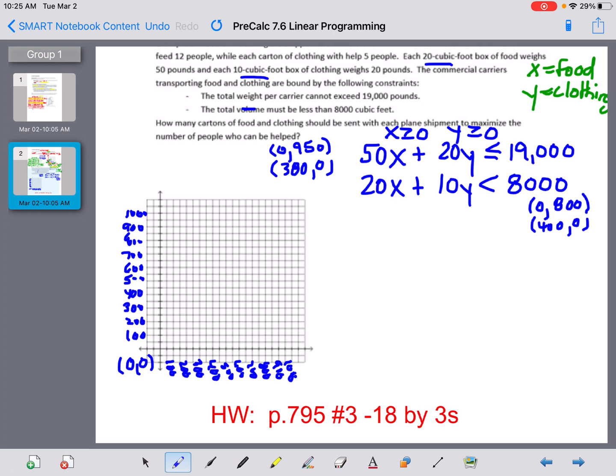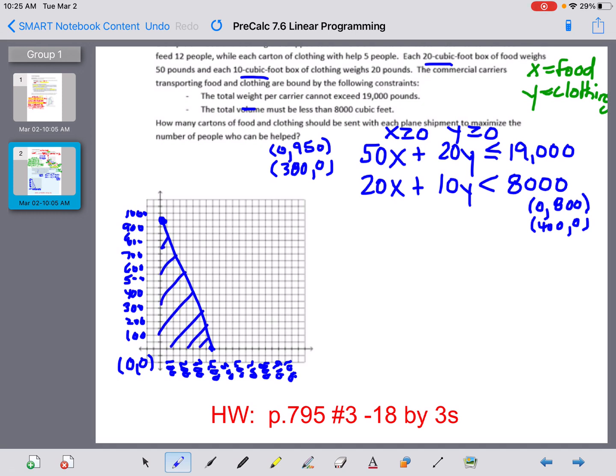All right, so first ordered pair, 0 and 950. That is this point right there. Then 380, so we're going to estimate just a bit here. Again, the straightest line possible would be best. There's the first one. If I plug in 0, 0, is 0 less than 19,000? Yes, so I'm underneath this line.